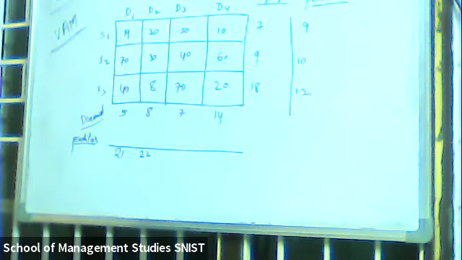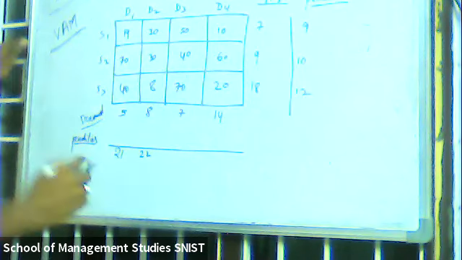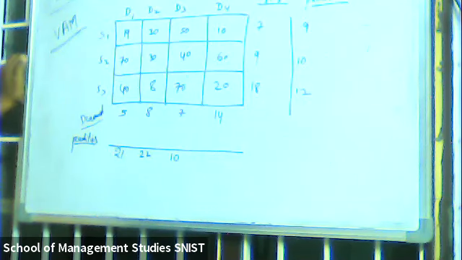22. Okay. Now the third column. First list value 40, second list value 50. So 50 minus 40, 10. Now the fourth column.